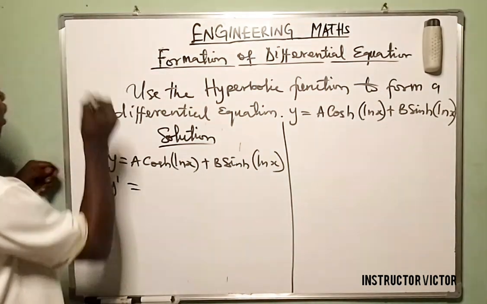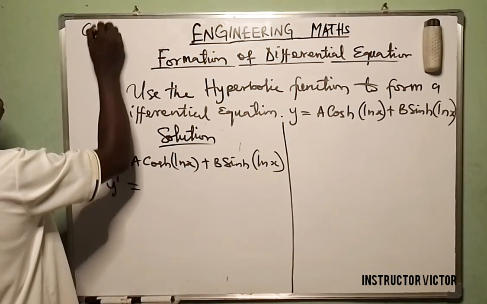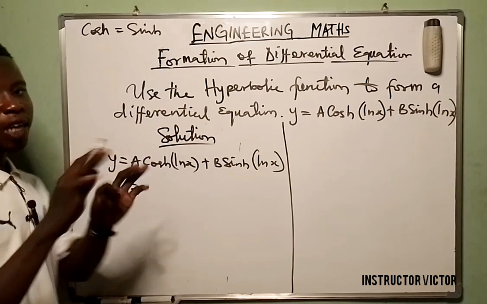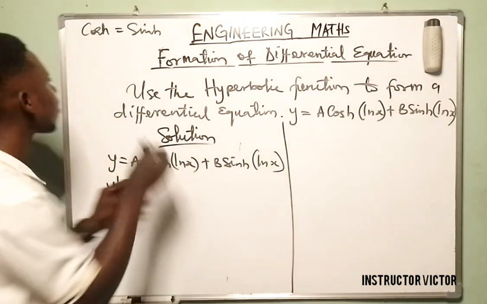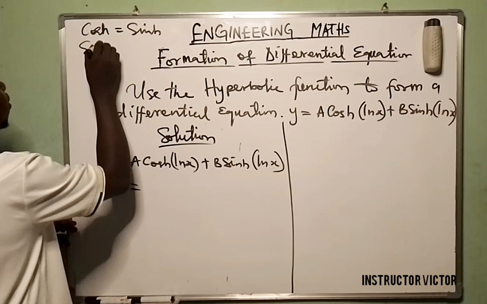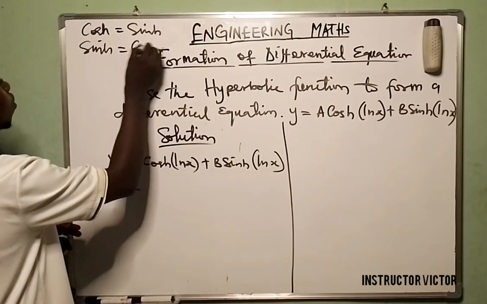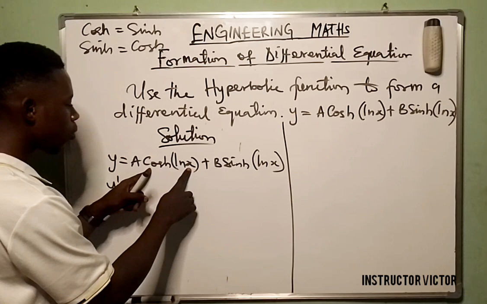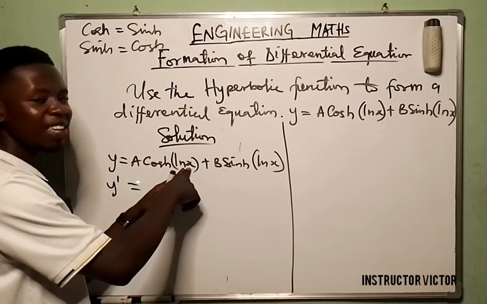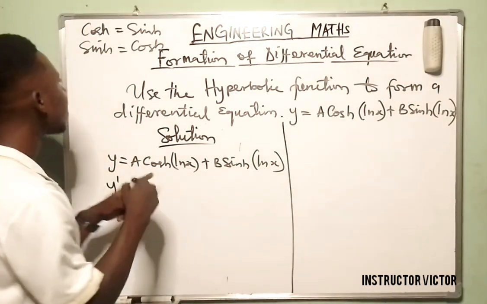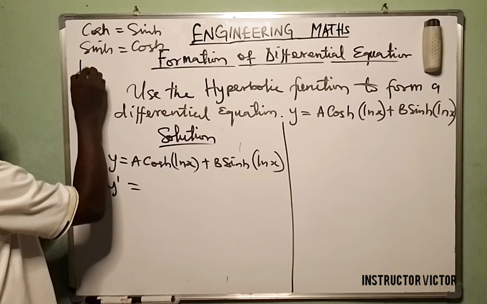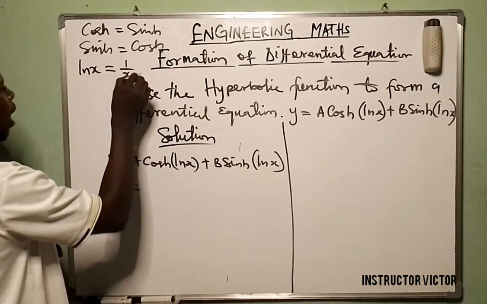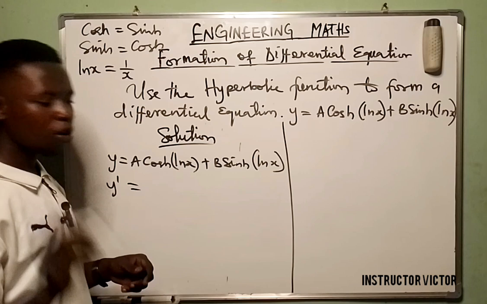Now by differentiating twice, we have y prime equal to, okay, let me do this for you. When you are differentiating cos, you are going to have sin, with no minus on that part. And when you are differentiating sin, you are going to have cos. But this is a function of a function, because you are also going to be differentiating ln x. And don't forget that when you differentiate ln x, you are going to have 1 over x. So take note of all this.